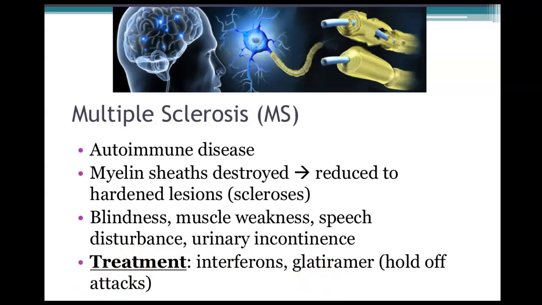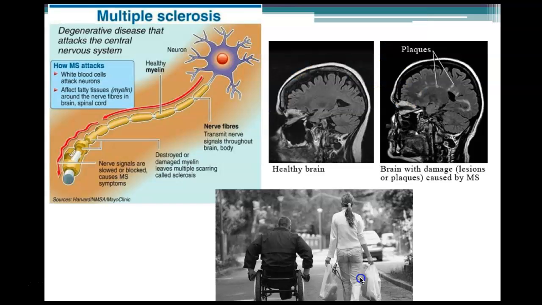Treatments are interferons and glatiramer. What it does is it holds off attacks. What these two drugs are going to do is interfere with the immune system and with the inflammatory response. So it's kind of like a blockade between the person's immune system and the attack of the myelin sheath.